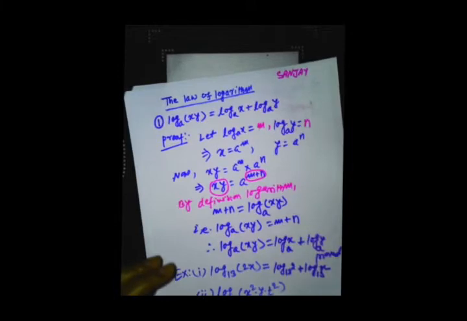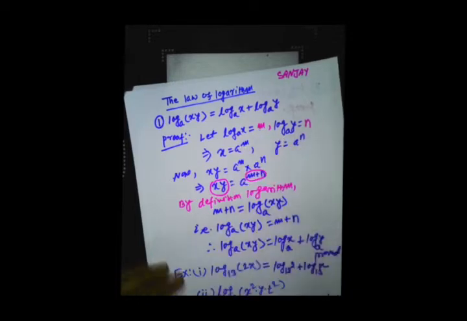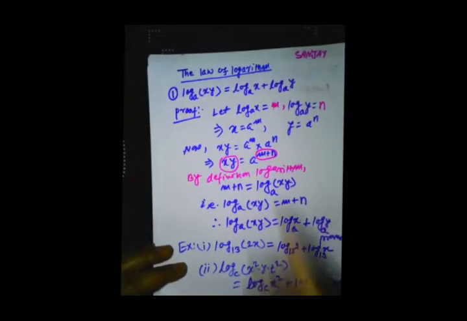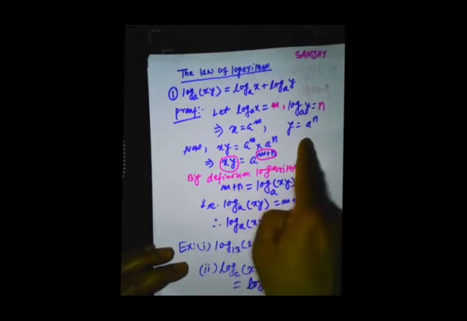And now we shall see the proof of this formula. In the proof for this formula, if you look back to here, we have supposed log x equal to m and log y equal to n for the base a. And after converting this logarithm into the exponential functions, we have the terms like this.